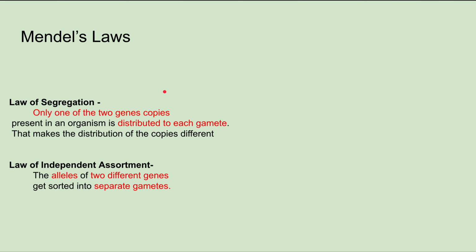Now, he came up with 2 laws, or as most famously known, Mendel's laws. He came up with the law of segregation and the law of independent assortment. The law of segregation states that only one of the 2 gene copies present in an organism is distributed to each gamete. That makes the distribution of the copies different. And the law of independent assortment states that the alleles of 2 different genes get sorted into separate gametes.